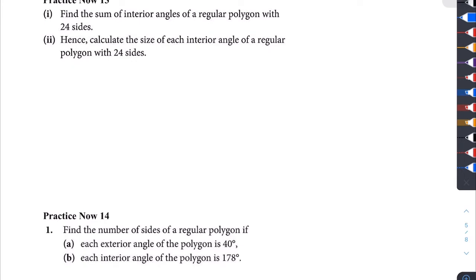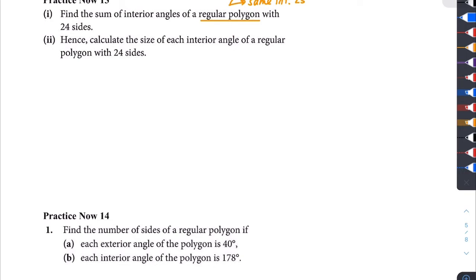Now we are looking at interior angles, and we are looking for a regular polygon with 24 sides. The key thing now is, instead of a general polygon, we're looking for regular polygons: polygons with the same sides, same interior angles, the symmetrical polygon. So what is a regular trigon? A regular trigon is an equilateral triangle, and a regular quadrilateral is a square.